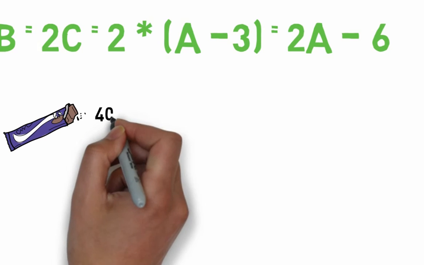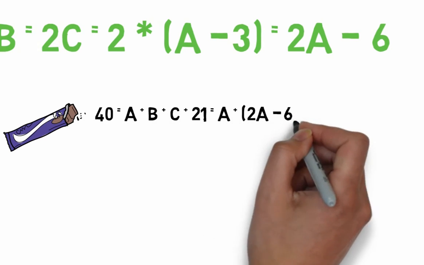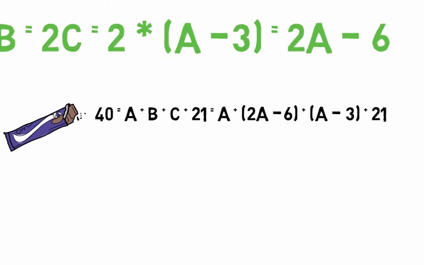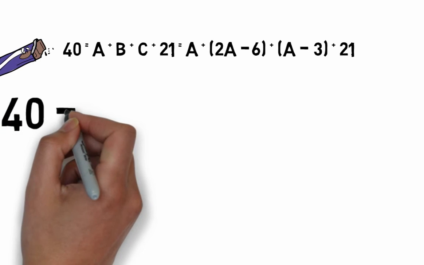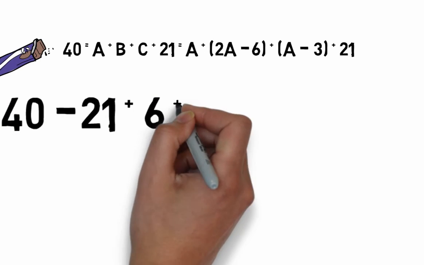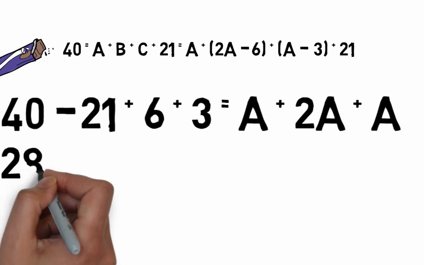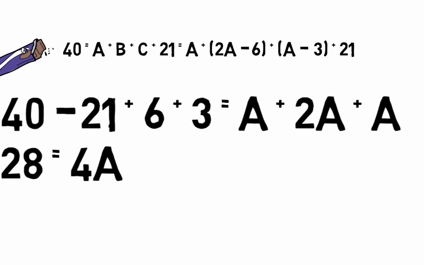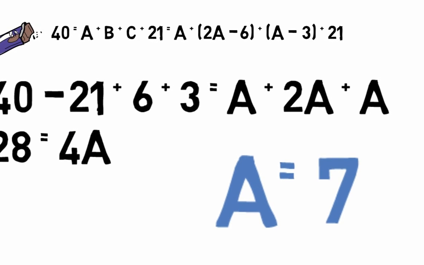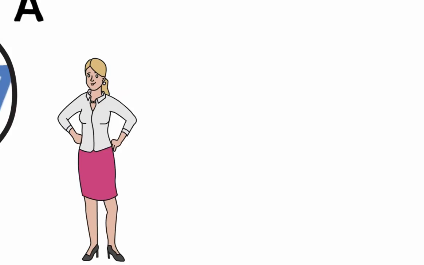Going back to our equation and substituting the variables expressions in terms of A. 40 equals A plus B plus C plus 21 equals A plus 2A minus 6 plus A minus 3 plus 21. Grouping variables and constants and solving for the variable A. 40 minus 21 plus 6 plus 3 equals A plus 2A plus A. 28 equals 4A. A equals 7. Now we know that Allie took 7 caramel bars.